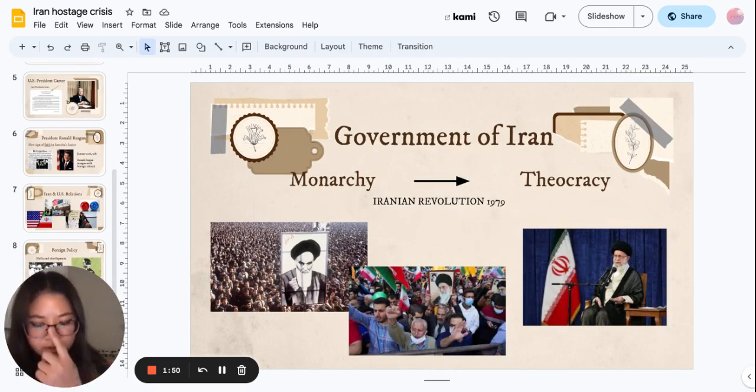The government of Iran finally shifted from monarchy to theocracy soon after the Iranian Revolution in 1979. Theocracy is a system of government that is mostly based on religious laws, and it is really all about religion in the government.